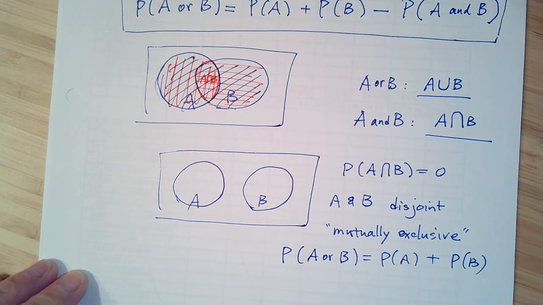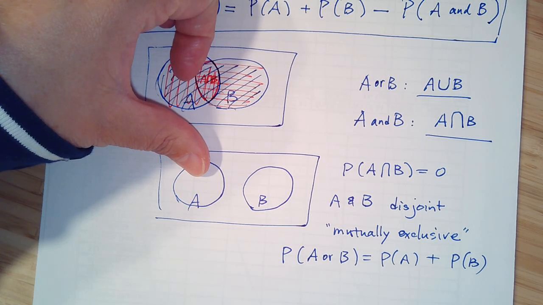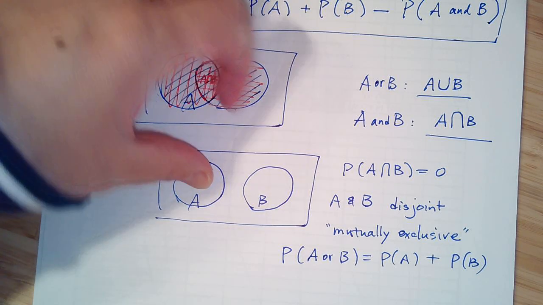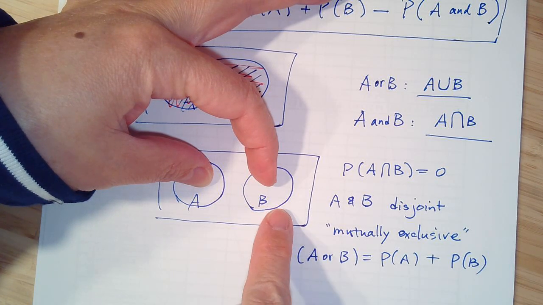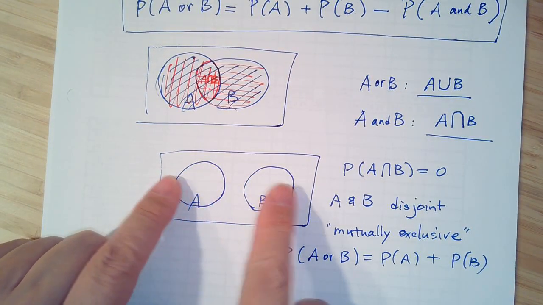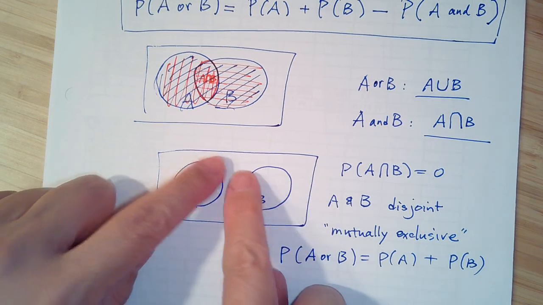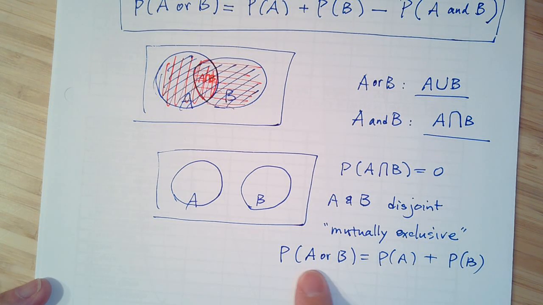For example, A is the event that a randomly selected student was born in Virginia, and B is the event that a student was born in Maryland. There's no way that someone can be born in both states. You have to be in either Virginia or Maryland or other places. So they are mutually exclusive events, and if we're looking for the probability that a student was born in either Virginia or Maryland, you just find each probability and add them up.